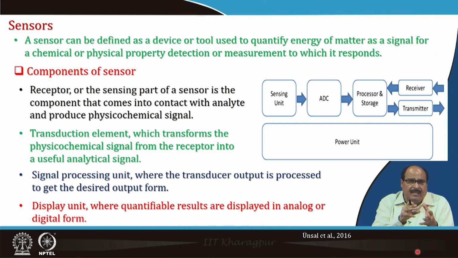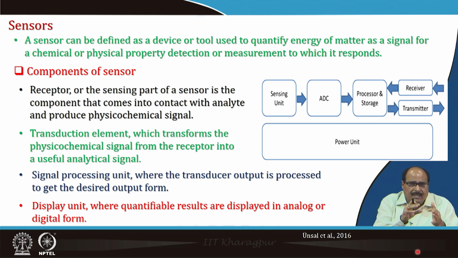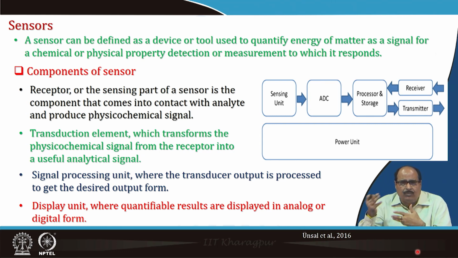Then this analytic signal is sent to the signal processing unit by the transducer. The signal processing unit processes the output of the transducer to get the desired information in the desired output form, which is finally sent to the display unit, where quantifiable results are displayed either in analog or digital form.